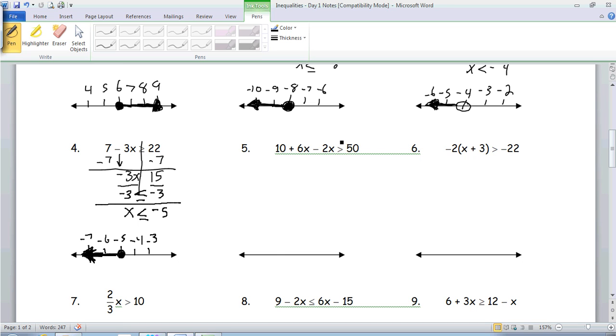Alright, number 5. Just like normal equations, we're going to combine like terms. And here I have a plus 6x minus 2x. That will give me a 4x. Bring down my 10, it's positive, is greater than 50. Eliminate my constant. I end up with 4x is greater than 40. Divide by my coefficient. X is greater than 10.